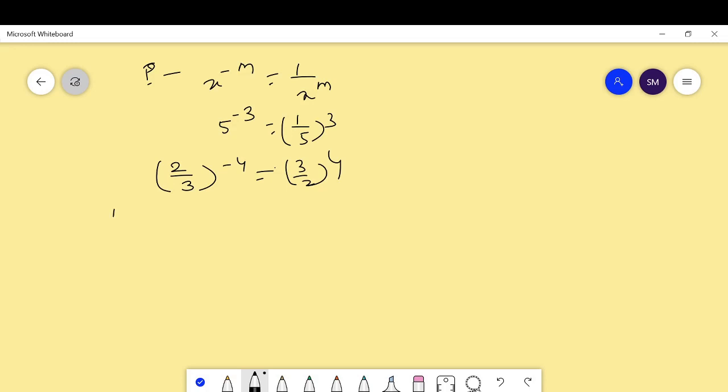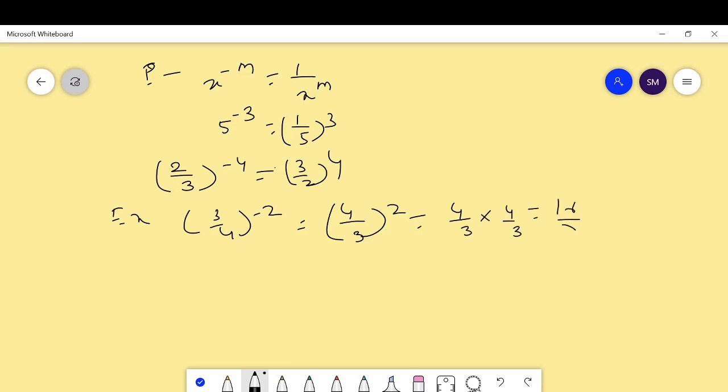Let us solve some examples. Here the example says 3 upon 4 to the power minus 2. In this case, as the exponent is negative, we cannot find the value. Then to make the exponent positive, take the reciprocal. This is 4 upon 3 to the power 2. Then very easily we can find its value. This is 16 upon 9. Okay. Then this is 16 upon 9.